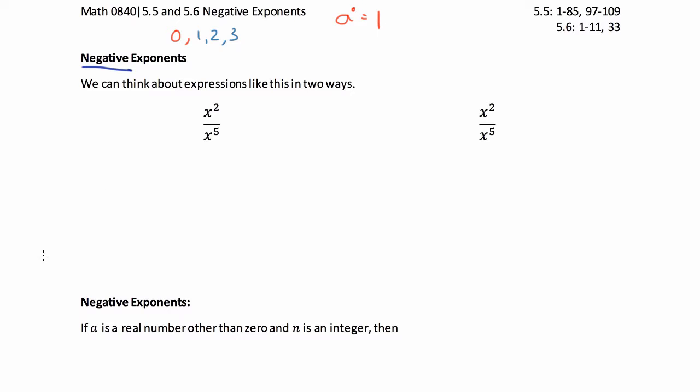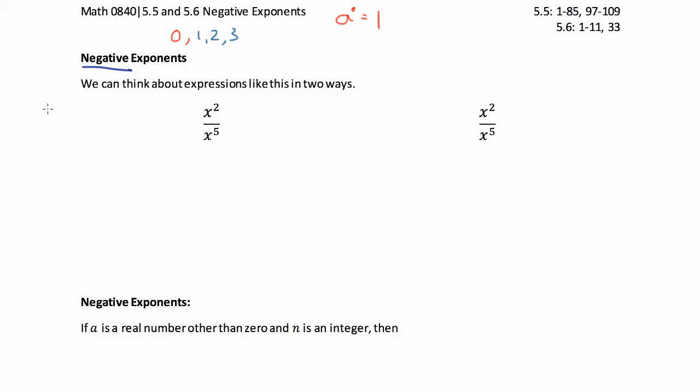So we're going to go into now this new kind of universe of negative exponents, and I'm going to just do a couple problems here, and we're going to see what happens. So the first one I'm looking at is this. I've got, and these are the same problem, x squared divided by x to the fifth.